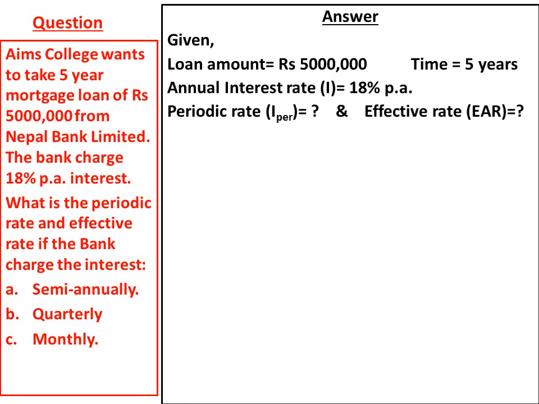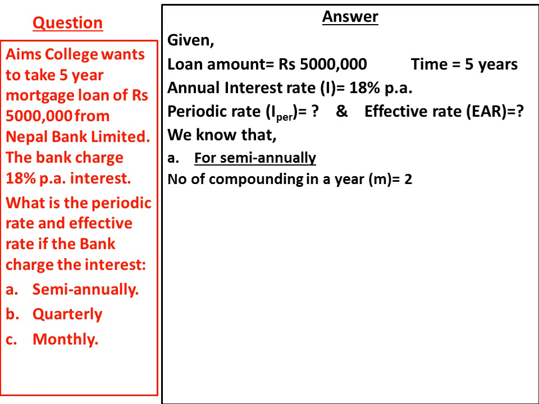What is the periodic interest rate and effective interest rate? Periodic interest rate I per equals what, and effective rate EAR equals what? We know that for semi-annually, the number of compounding in a year m equals 2. Always use semi-annually m equal to 2.